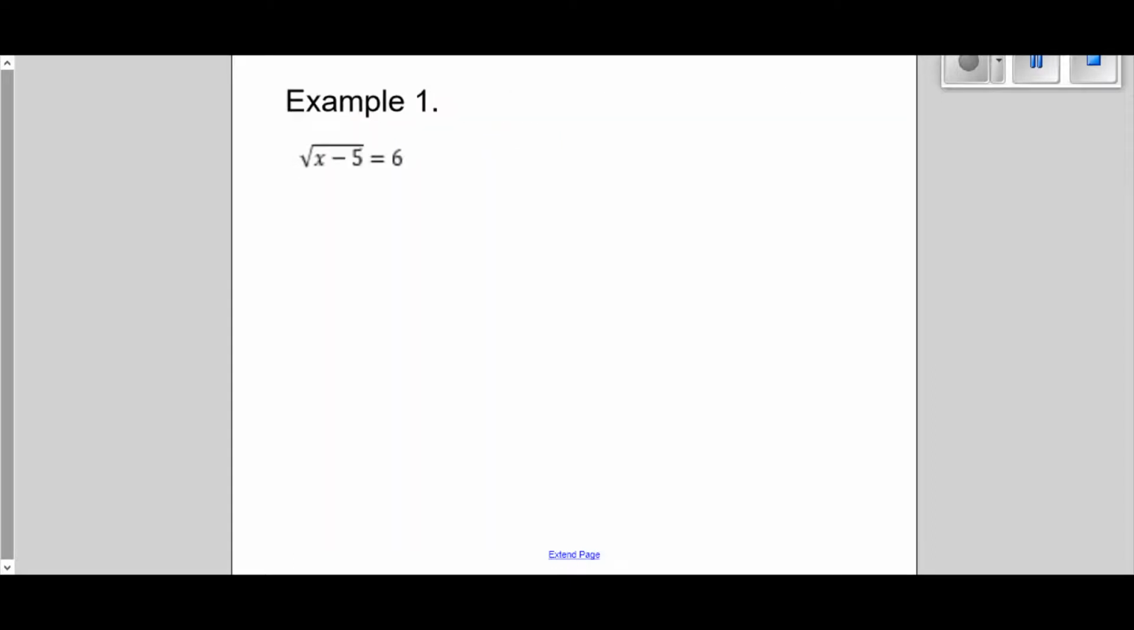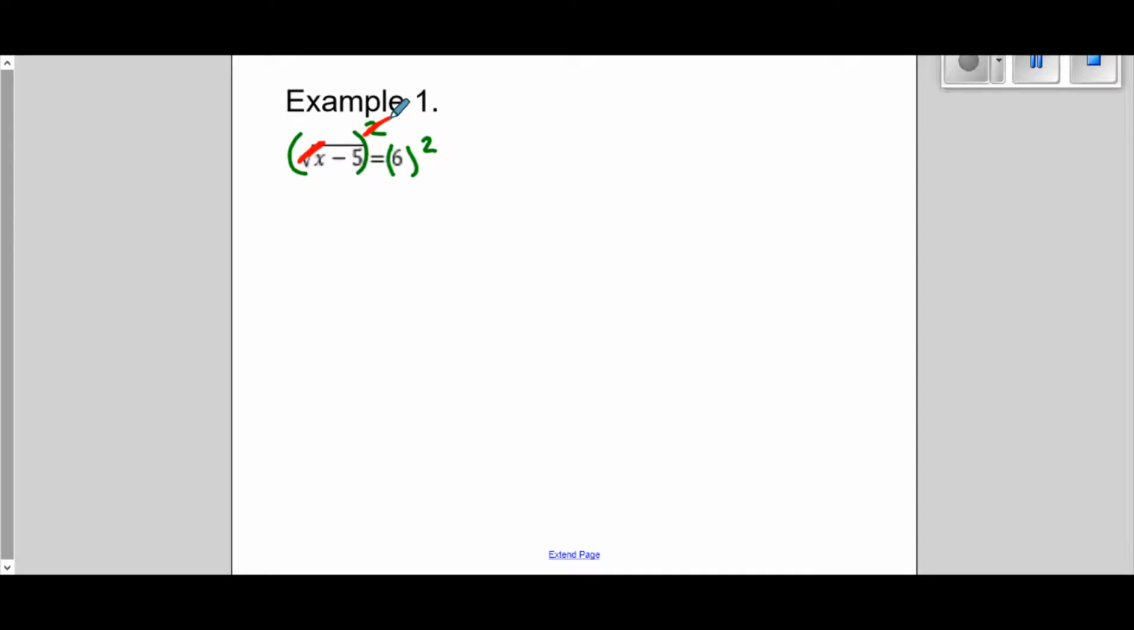So here's example 1. I have the square root of x minus 5 equals 6. In order to get rid of the square root, we square both sides of the equation. So squaring undoes the square root. Those cancel out. Those are inverse operations.